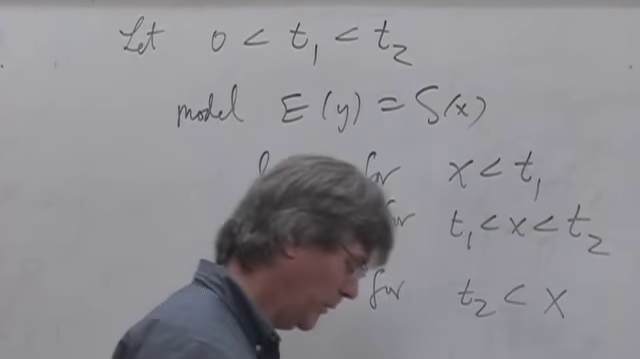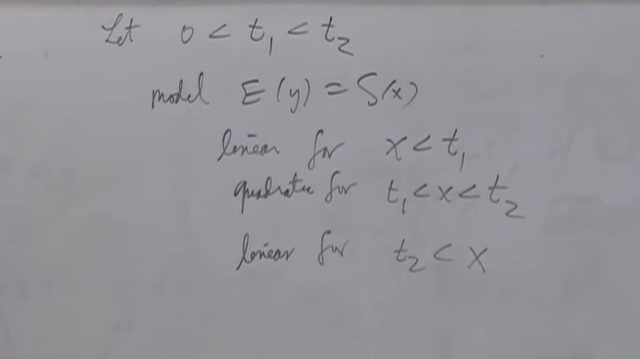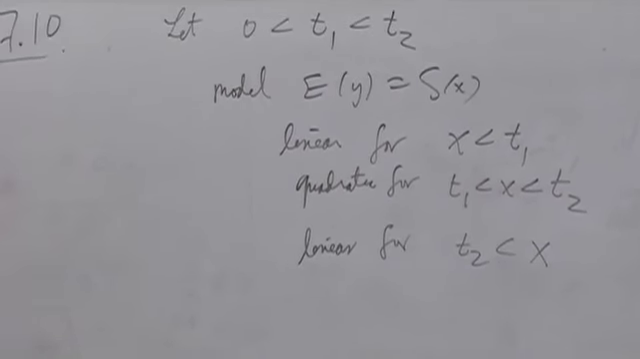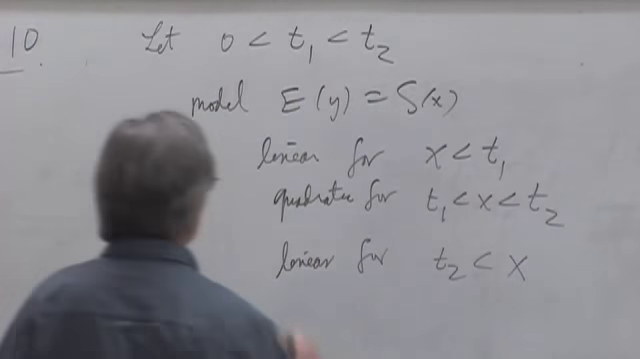X. That's probably why I had that picture up there. Maybe I will have to go back to that one. I will have to go back to the picture one more time. Linear for X less than T1, and for X bigger than T2. That's the way I want it.